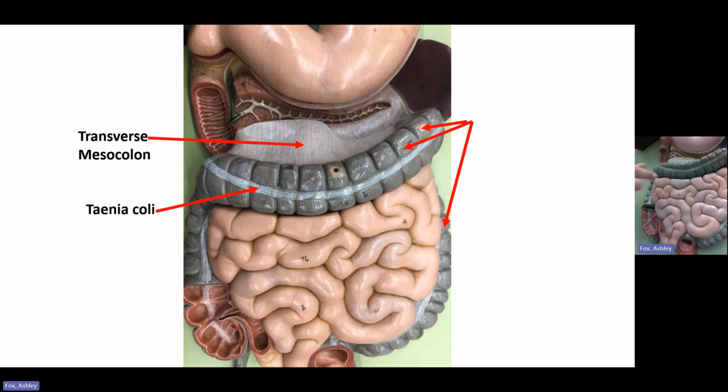The teniae coli makes these pouches. So these individual pouches or bumps that you see are called haustra. The teniae coli actually brings tension and bunches the colon up to make these little bound pouches. And it's called haustra.